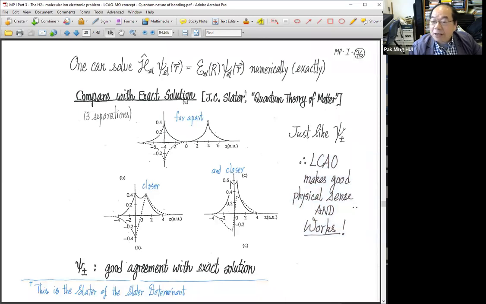So at this point, let's take a break, and then I will show you the binding curve due to the plus combination.